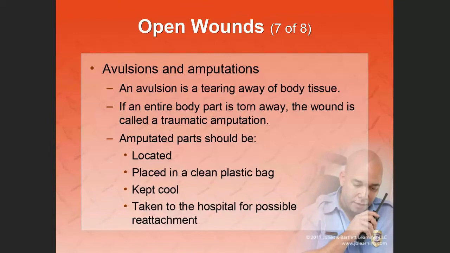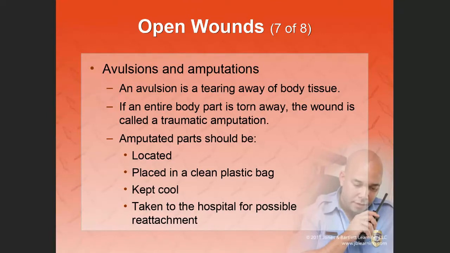Now, avulsions and amputations. An avulsion is an open wound in which all that is holding the area together is a piece of skin. An amputation is when the limb is completely severed. With an avulsion, all that is keeping the body part attached is a piece of skin or tissue. An amputation is when the limb is completely severed.